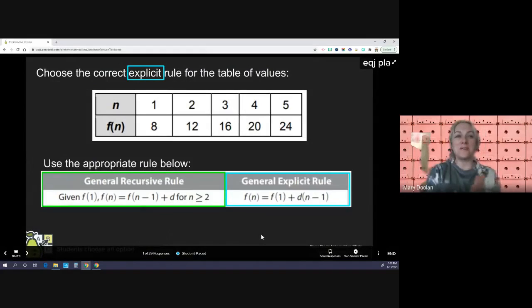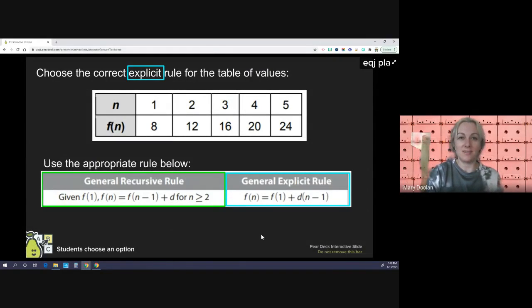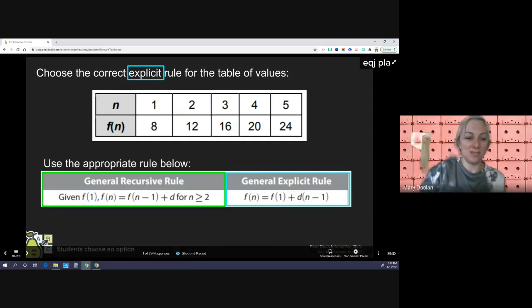So I'm going to give you 1 minute to choose. I think it's just A, B, C. I think I only gave you 3 choices. So go to your Pear Deck tab or your Pear Deck window, and using this table, pick the explicit rule for that table.